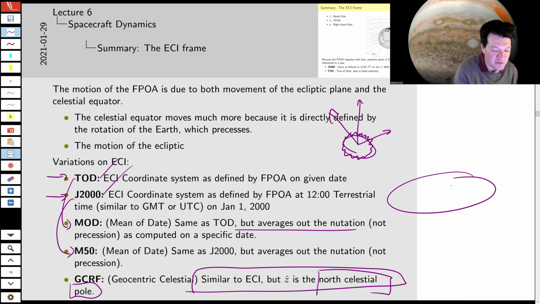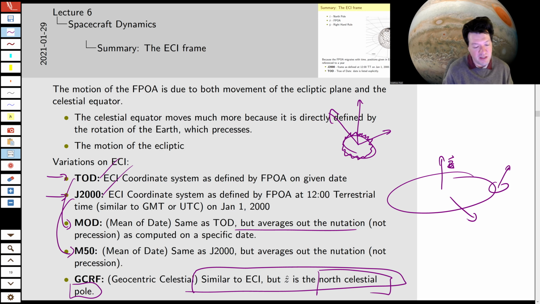So instead of using our z hat vector as the angular velocity vector of the Earth, we instead use the angular momentum vector of the Earth around the Sun as our z hat coordinate. Right, same difference. Remember, the first point of Aries lies in both the ecliptic and the equatorial plane, and so it equally well defines the x hat vector in this plane as well, because it's perpendicular to the angular momentum vector.